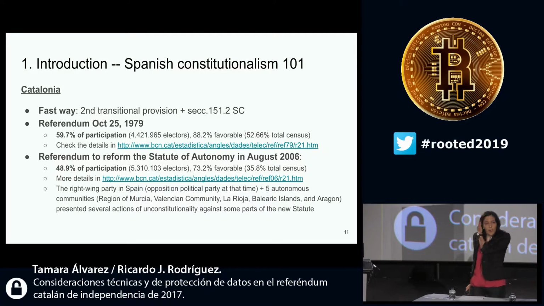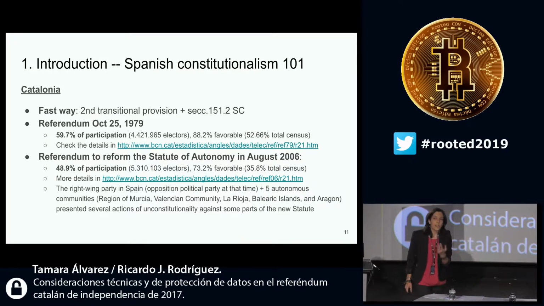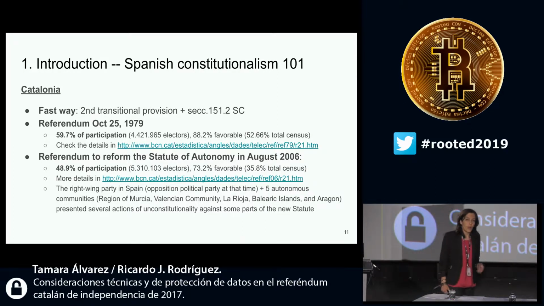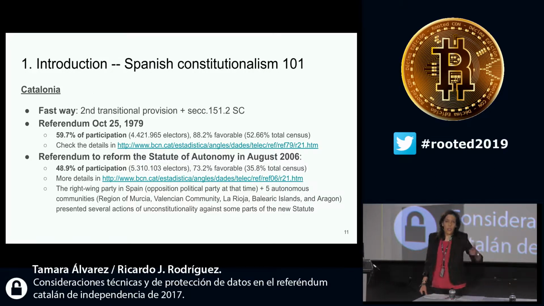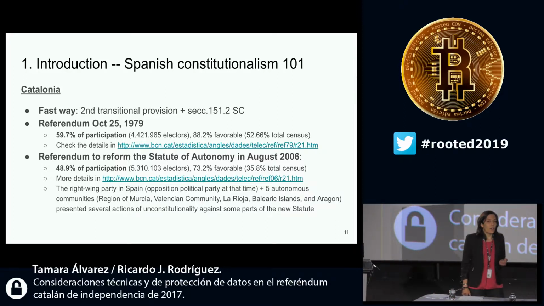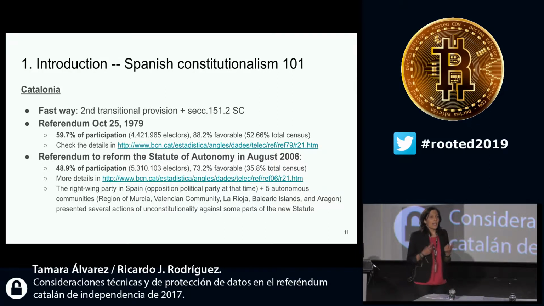And earlier we talked about two ways of accessing autonomy, the fast way and the slow way. Catalonia is created as an autonomous community through the fast way, under the second transition provision and competencies of section 152.2. That means that the Catalan Statute of Autonomy needed to submit its statute project to a referendum.